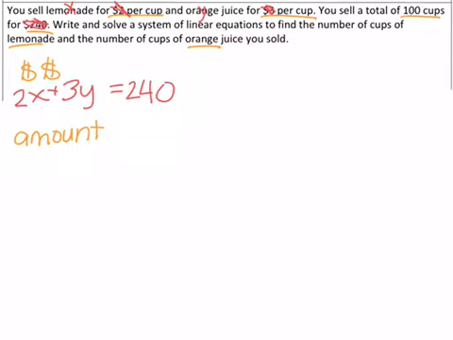Now the total amount. We sold a total of 100 cups. The two ways we can sell cups is through lemonade, which is X, and orange juice, which is Y. And that's it. Now we need to start solving. So what I want you guys to do is pause your video, solve it on your own first, and then check back and see if your answer is correct. The first thing that you should do is change the second equation, it's easier, for a variable, and then substitute it in to this first equation. Go ahead and pause the video and check back and see if your answer is correct.